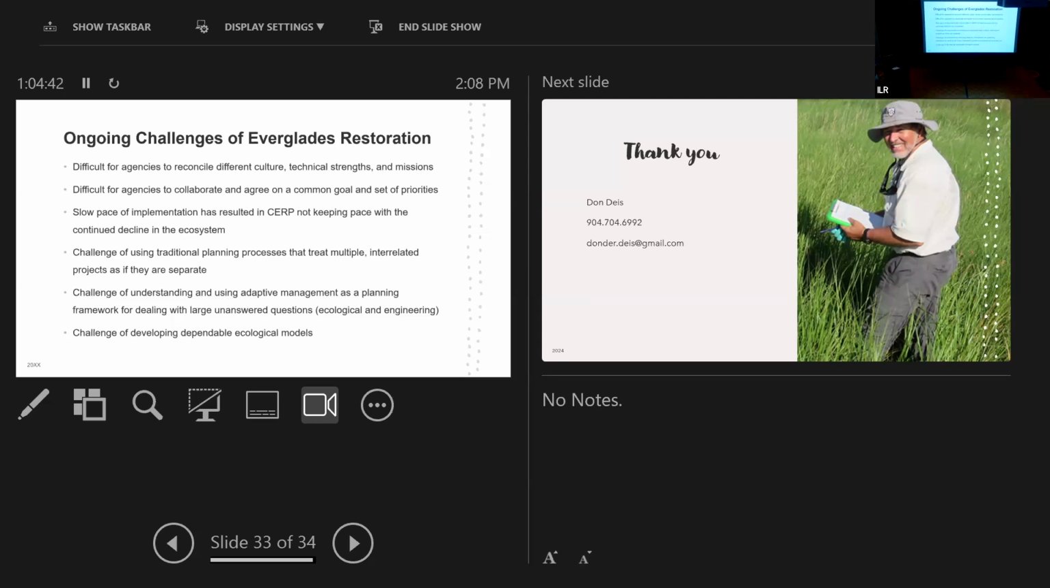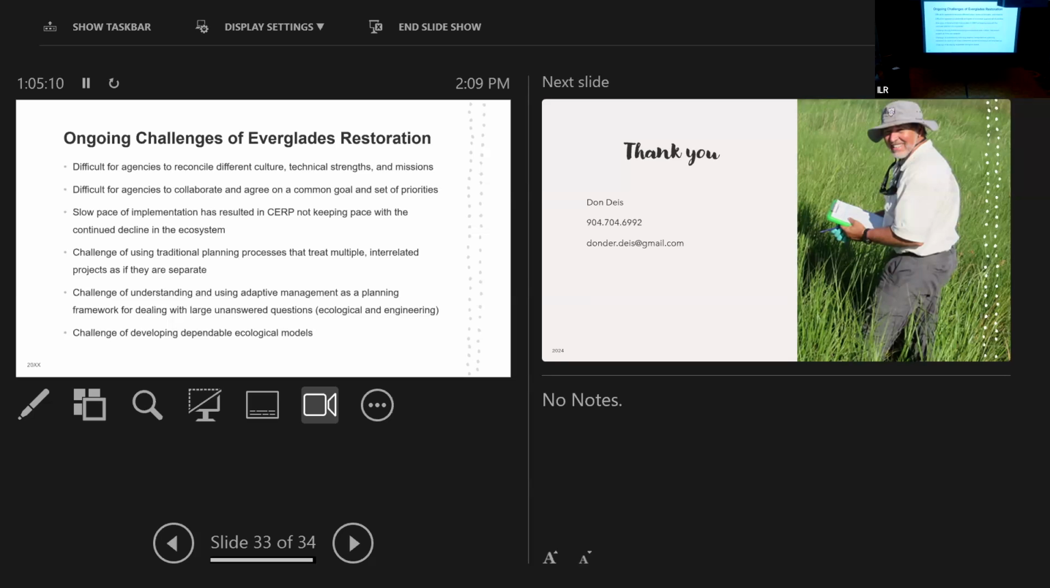Challenges of understanding and using adaptive management as a planning framework for dealing with large unanswered questions, both ecological and engineering. And this is a huge problem again with the Corps of Engineers. They're pedantic. They cannot see that you need to move the project forward even though you don't know everything.